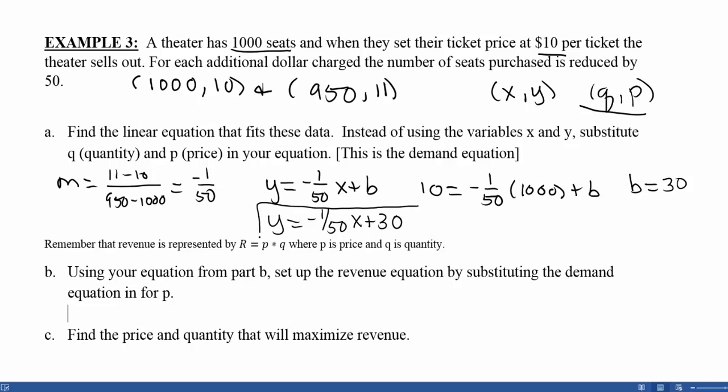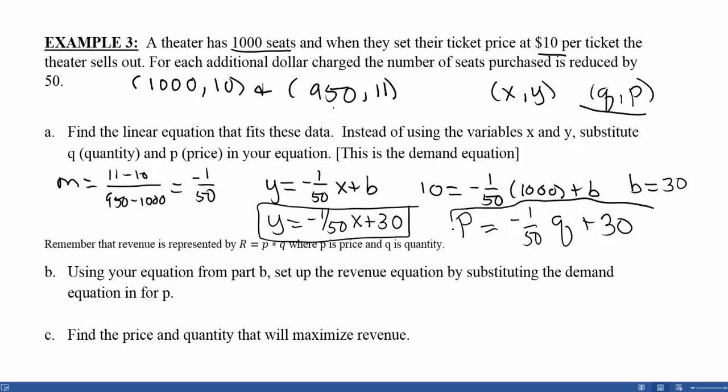Which means the equation of my line is y equals negative 1/50th x plus 30. Now remember, we don't want our answer in x's and y's. We want it in q's and p's. So we go back to our original setup, and we had q comma p, quantity comma price, which means that instead of x, I'm going to write q, and instead of y, I'm going to write p. So I have p equals negative 1/50q plus 30. So this is my demand equation.